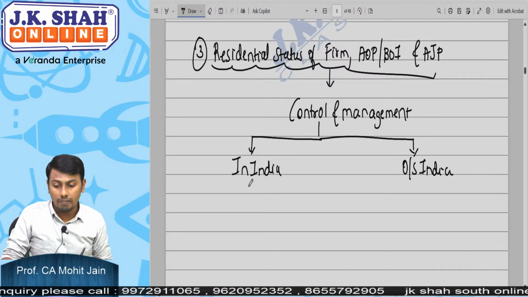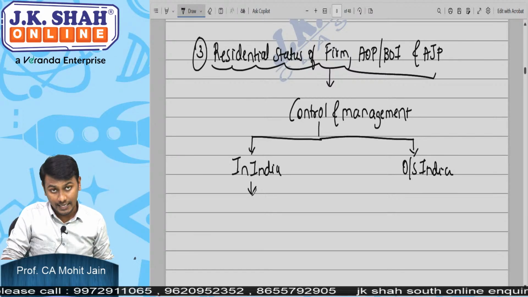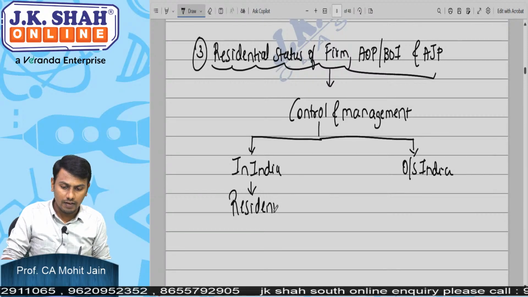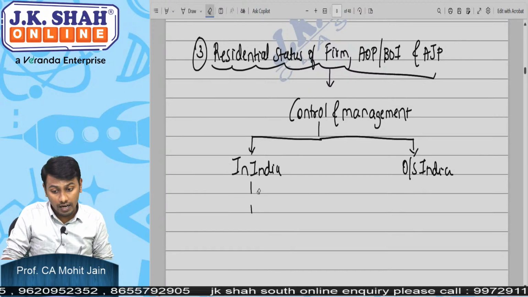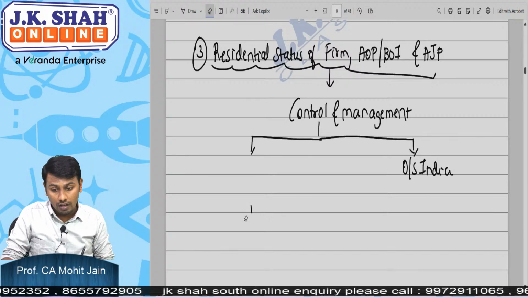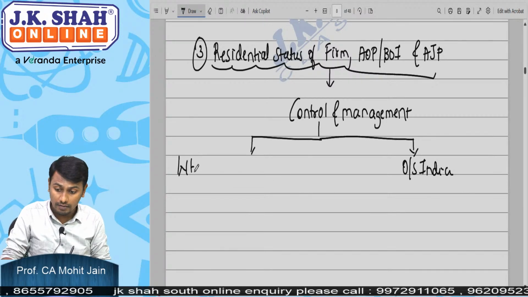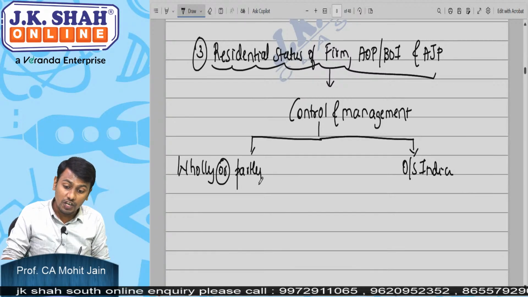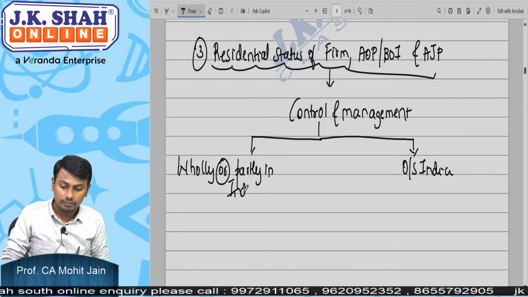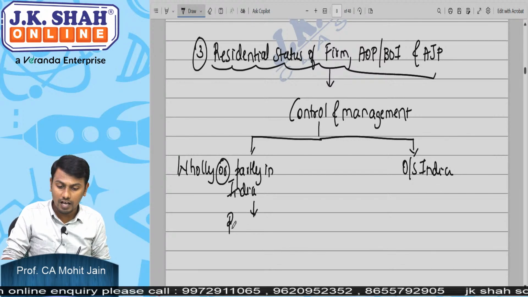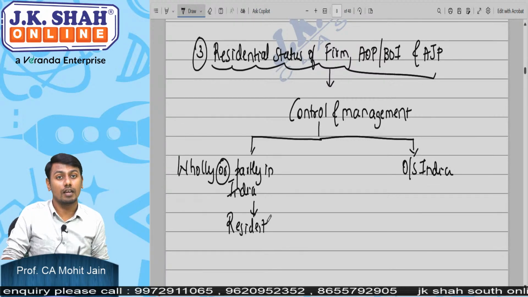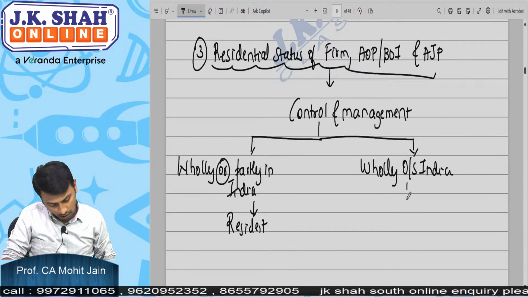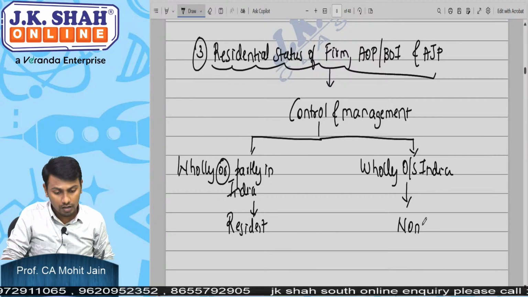If the control and management is in India, then the firm will become a resident of India. Not only in India, is the control and management wholly or partly in India? Even if a part of the control is from India, then the firm will become a resident of India. And only when the control and management is wholly outside India, then it will become a non-resident.